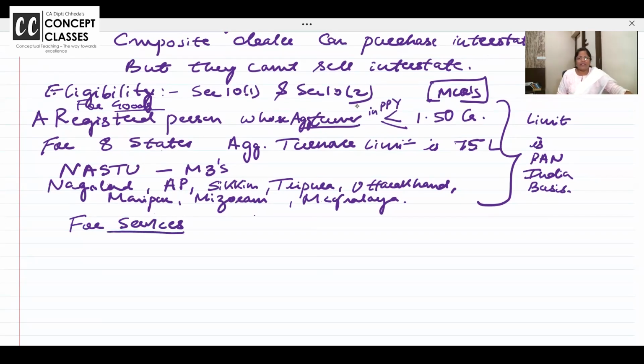If I am a chartered accountant and I am just providing some services and my gross receipts are less than or up to 50 lakhs. These are exactly the same in 44AB, the tax audit limit also. The services one.